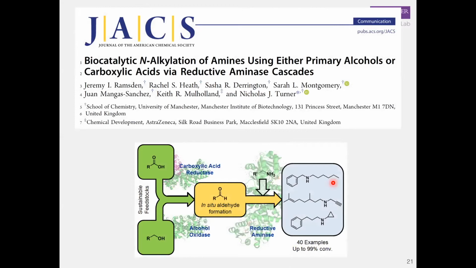And the final slide is another way we've used this in a recent collaboration. A recent paper from our group. This is the work principally of Jeremy Ramsden and Rachel Heath, where they've started off with carboxylic acids and alcohols and used those as sustainable feedstocks for amine synthesis by initial either reduction or oxidation respectively to the aldehyde, so the acid to the aldehyde or the alcohol to the aldehyde, using other engineered enzymes I haven't got time to talk about today, carboxylic acid reductases, alcohol oxidases, and then the aldehyde becomes the key intermediate for reductive amination via this approach. So we can produce amines from sustainable feedstocks by this methodology.